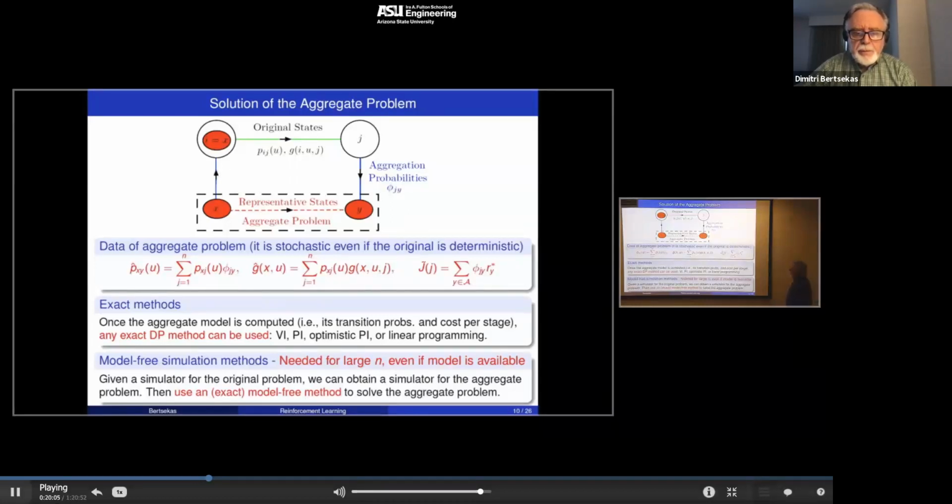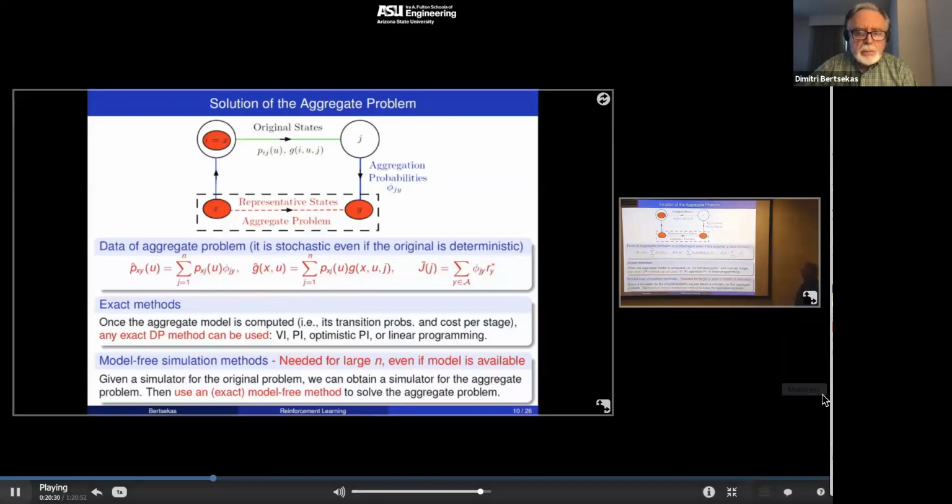Okay. So really that's all there is to say about this representative states model, because we have a solution method and we have a variety of stuff here that we can use. If the number of x's is very large, you may consider using an approximate dynamic programming method to solve the aggregate problem. Okay, it's also possible to do that, although we're not going to emphasize this possibility.